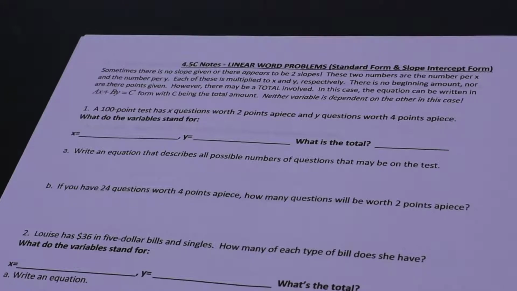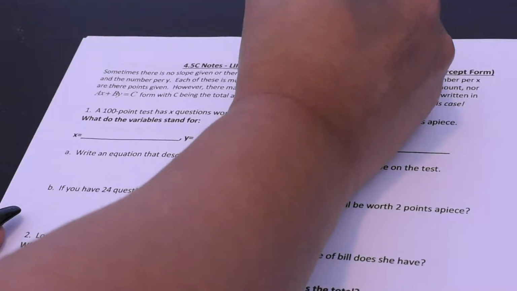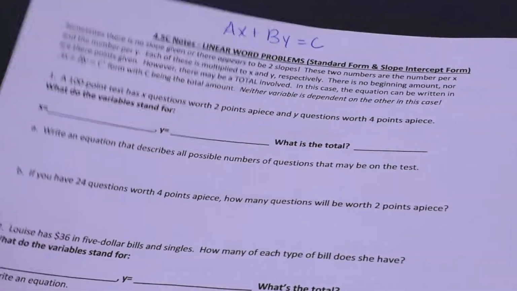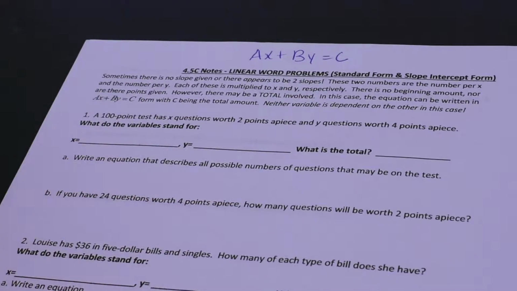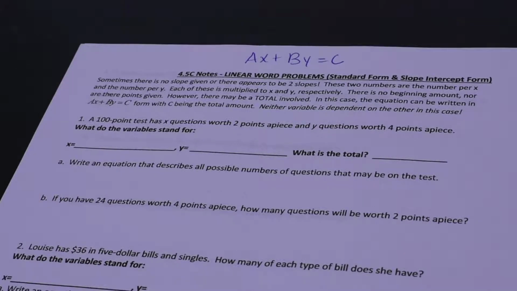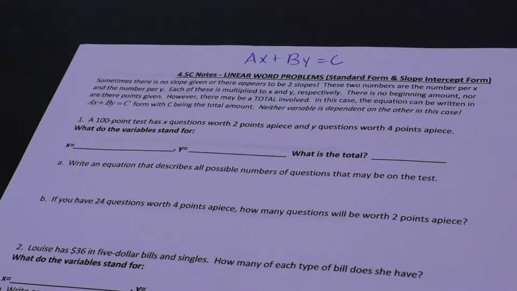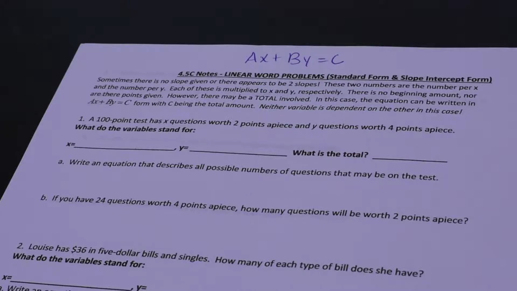So we're going to go into writing equations from word problems in standard form. You remember standard form as AX plus BY equals C. All right, I remember learning that last week. So sometimes there's no slope given, or there appears to be two slopes in a problem. These two numbers are the number per x and the number per y. Each of these is multiplied to x and y respectively, and we'll see that in our problem. There is no beginning amount, nor are there points given. However, there's a total involved.